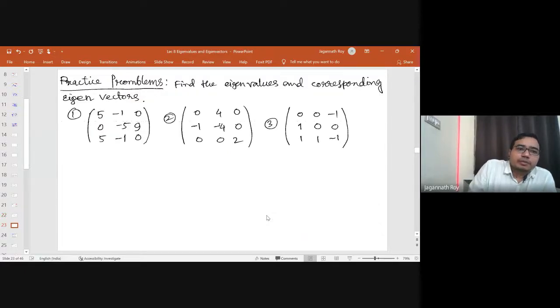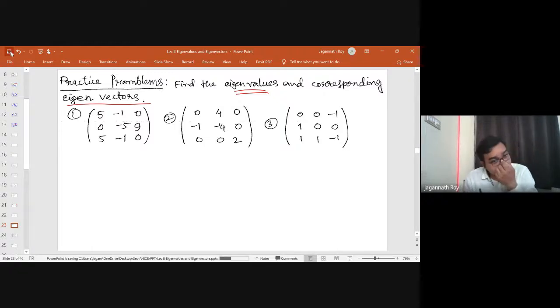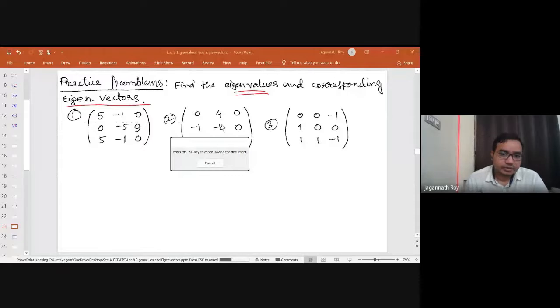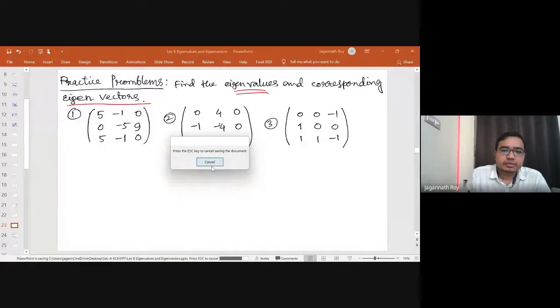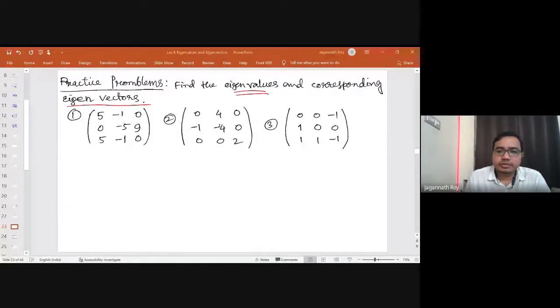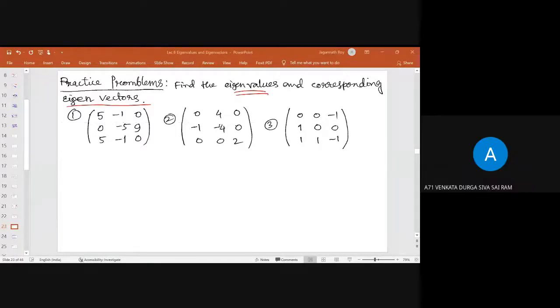These are from your practice problems. Try to find the eigenvalues and corresponding eigenvectors. So I'll stop here with the concept of eigenvalues and eigenvectors. In the next class, we will do some more examples about this and look at some other aspects of eigenvectors and eigenvalues. If you have any doubt, you can of course ask me. Already it is 9:10.